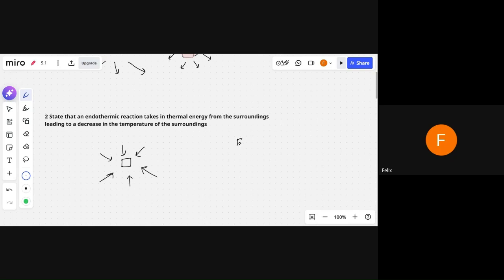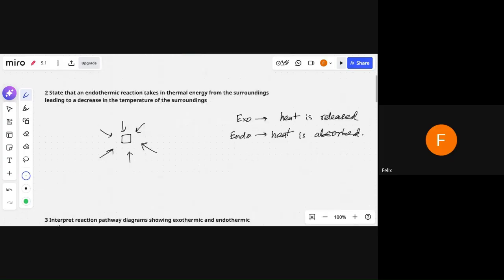Exo means outside, so heat is released, right? And endo means inside, so here heat is absorbed. In an exothermic reaction, the heat of the system decreases, and in an endothermic reaction, the heat of the system increases, right? So this is the definition or concept of exothermic and endothermic reactions.